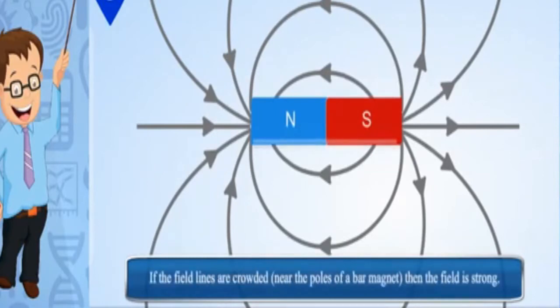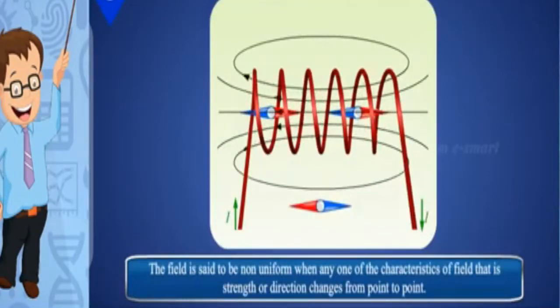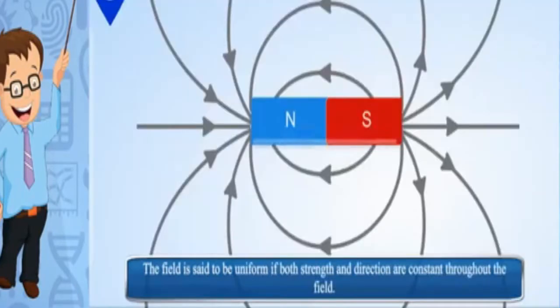If the field lines are crowded, that is, near the poles of a bar magnet, then the field is strong. If the field lines are spread apart, that is, at long distances from the bar magnet, then the field is weak. The field is said to be non-uniform when any one of the characteristics of the field, that is, strength or direction, changes from point to point. The field is said to be uniform if both strength and direction are constant throughout the field.